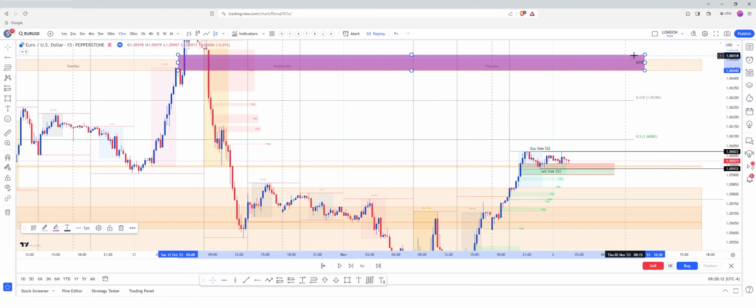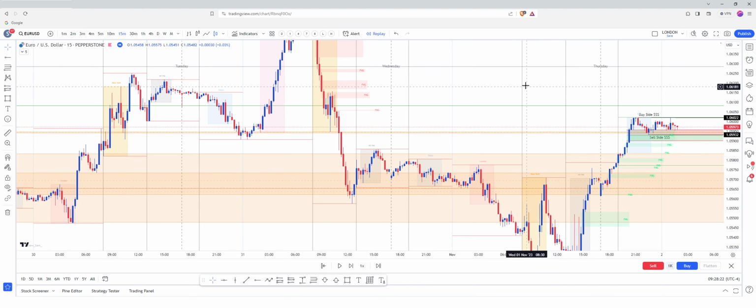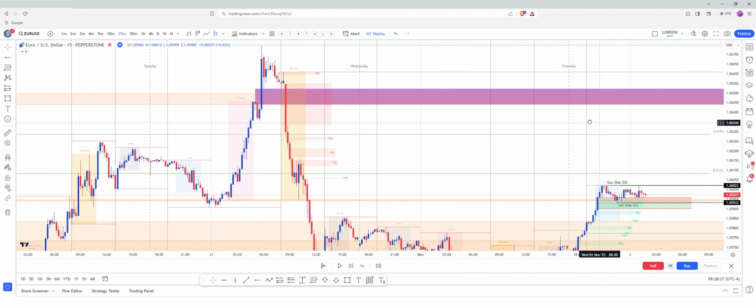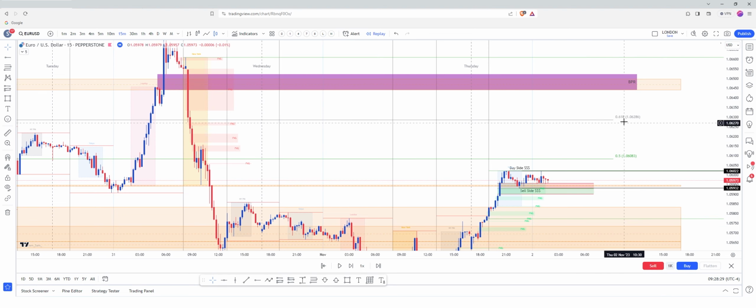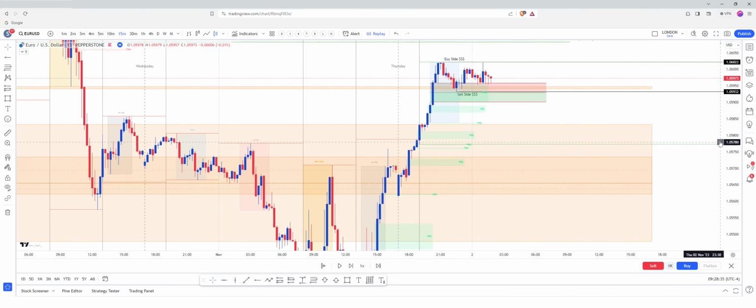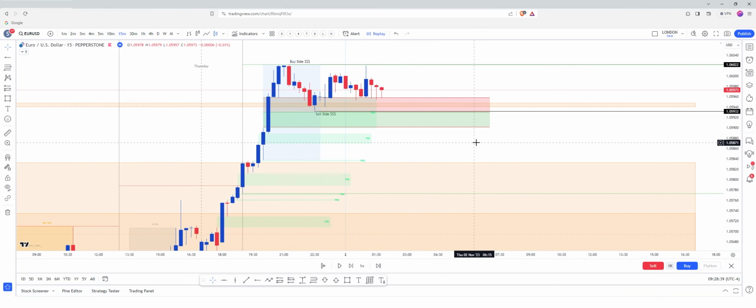So that area there, this balanced price range, is what's got me as a draw on liquidity to come and rebalance a lot of this inefficiency from the drop on Tuesday. Pull back into the range, rebalance this whole area, new week opening gap, balanced price range lining up really nicely. They are above the 618, so they're above optimal trade entry. So that would be a potential draw on liquidity. The first thing that we need to see is price getting out of this consolidation.